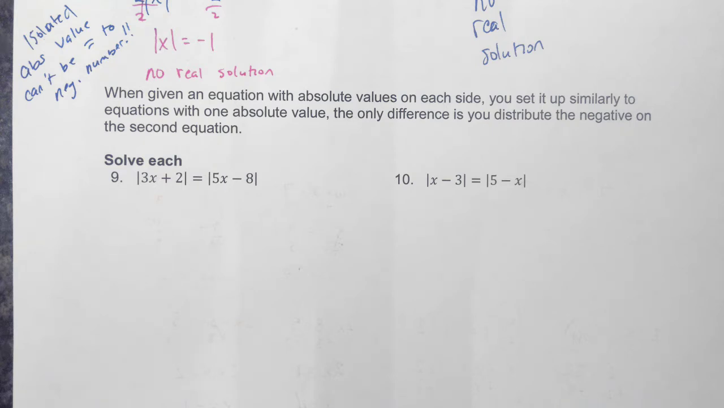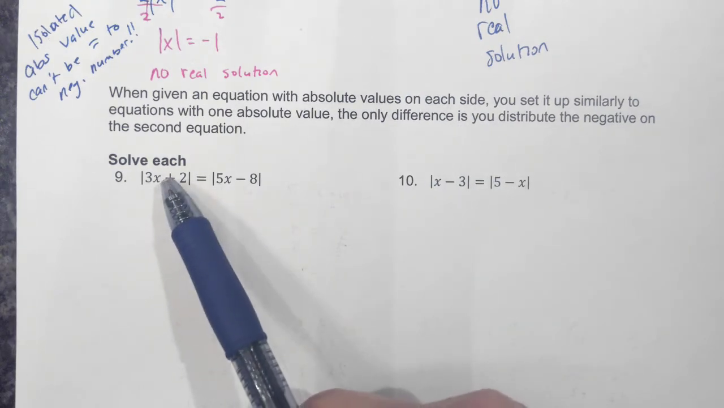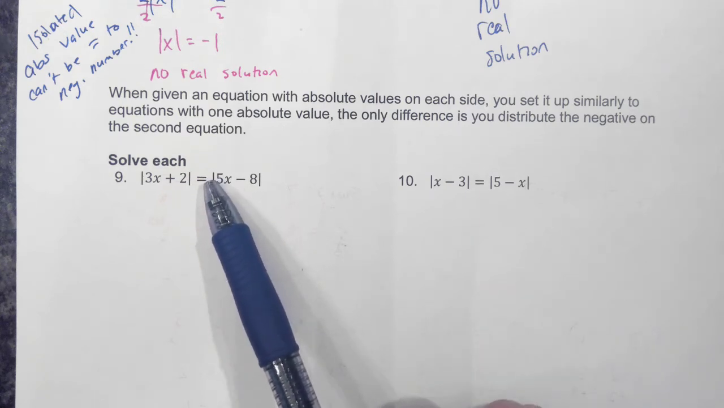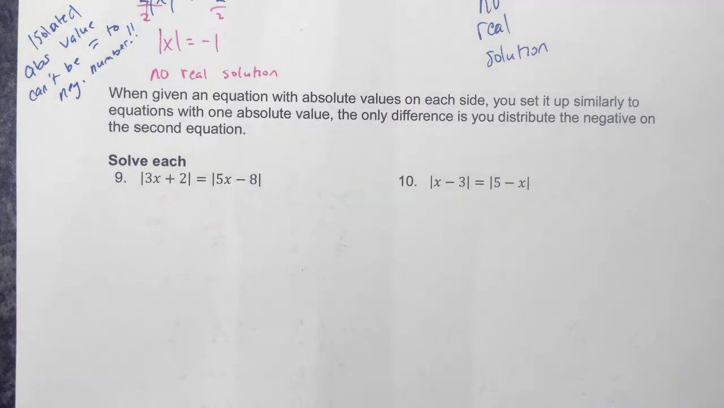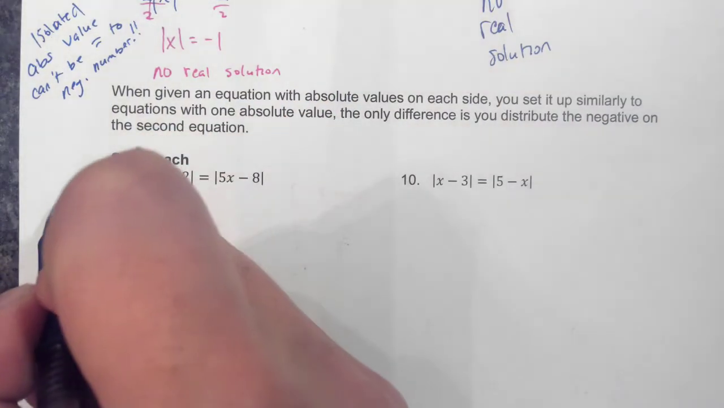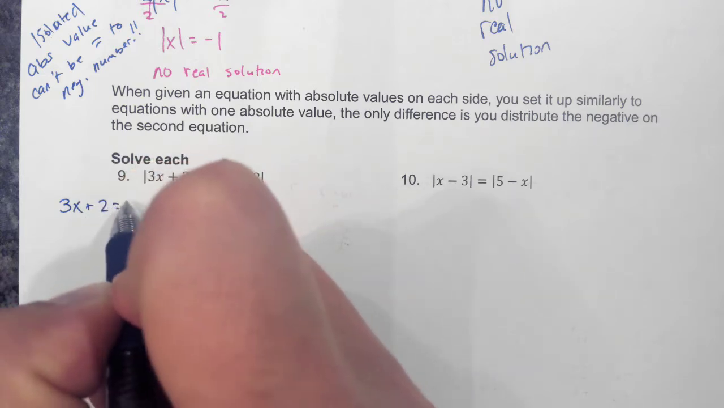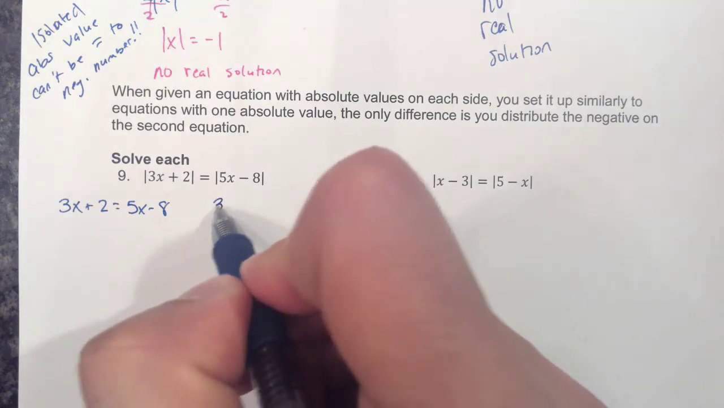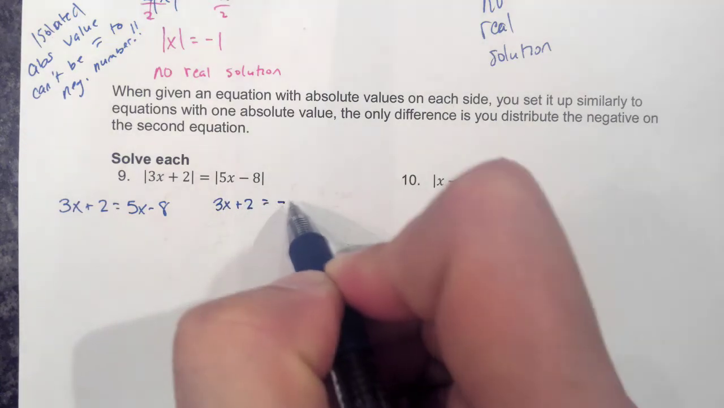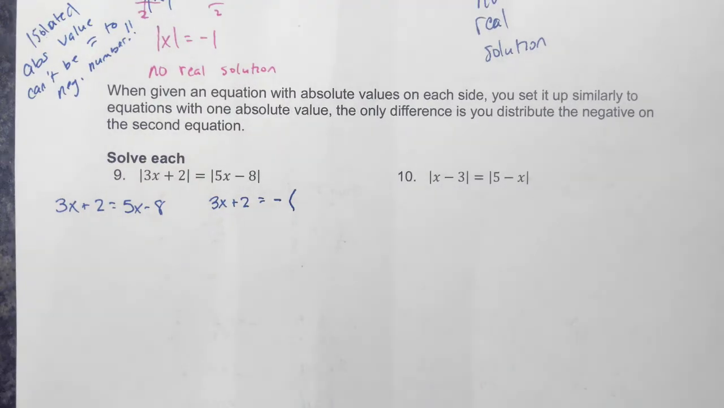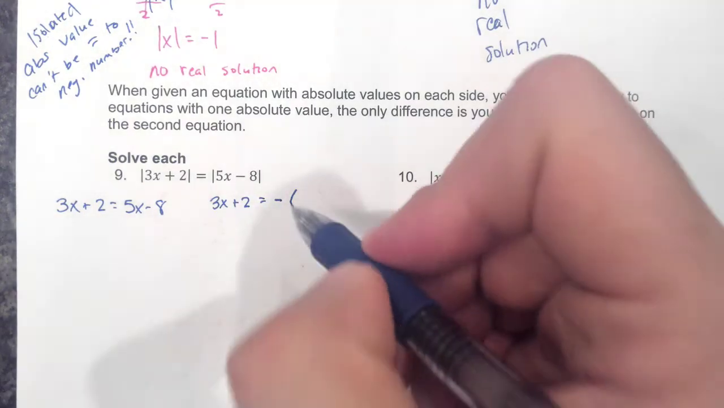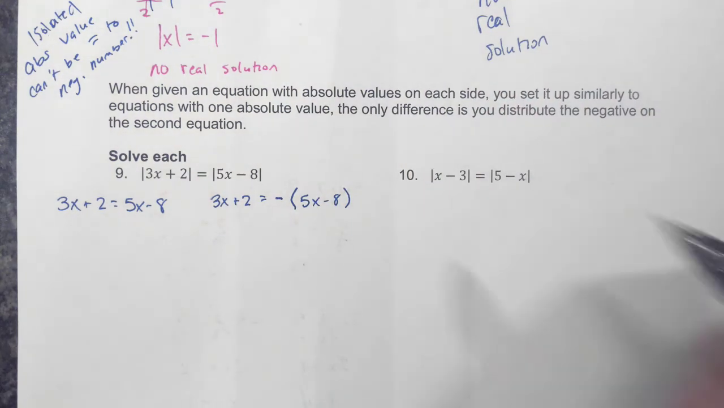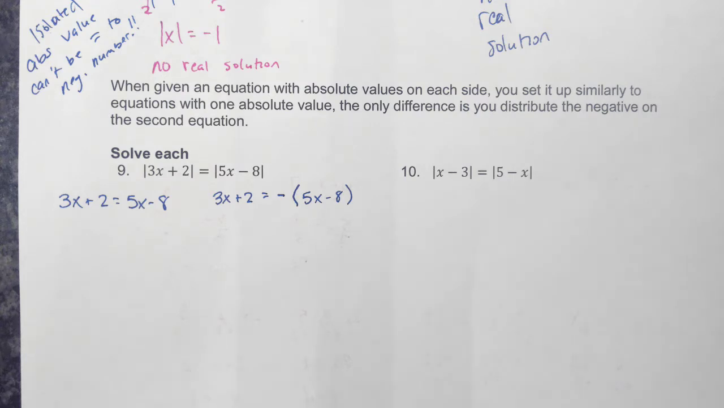All right, and then the last type of problem that you're going to see is 2 absolute values on both sides. So it's similar to the other ones. The only difference is you're going to distribute a negative on the second equation. So the first equation is going to look exactly the same. You're just dropping the absolute value symbols. The second one, you're going to have to put the second part of the equation in parentheses and put a negative on the outside. So we have to distribute that negative. So let's solve that one on the left first.